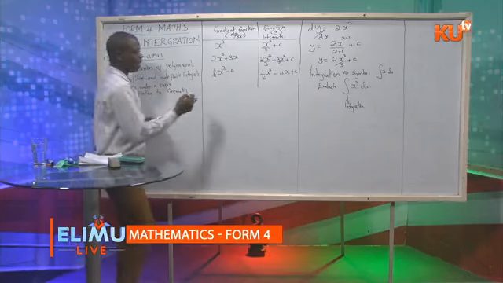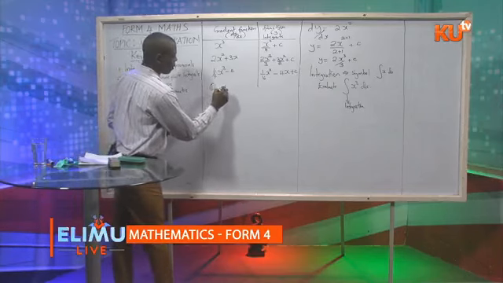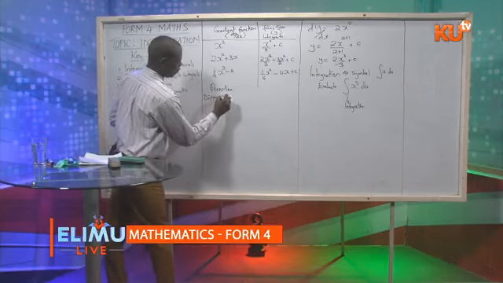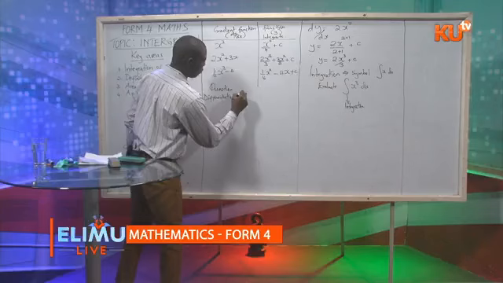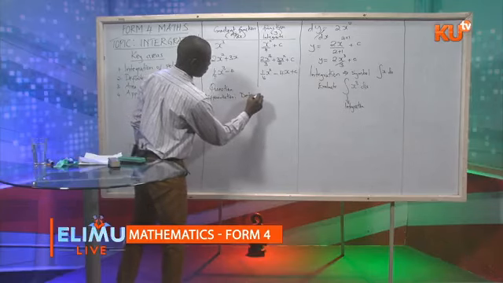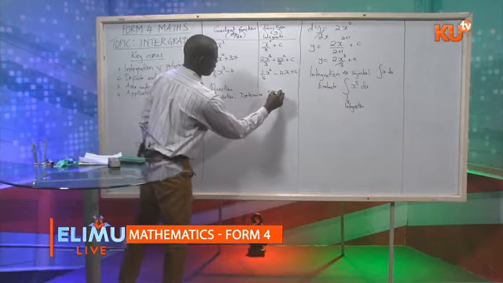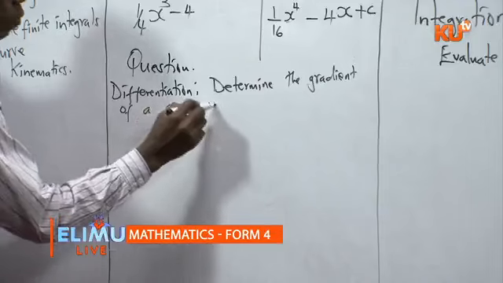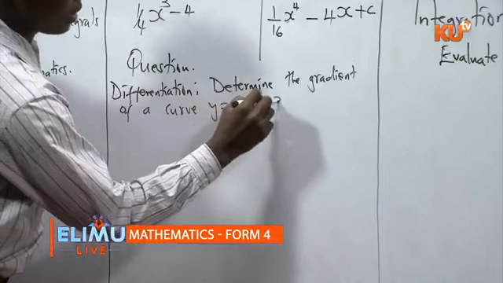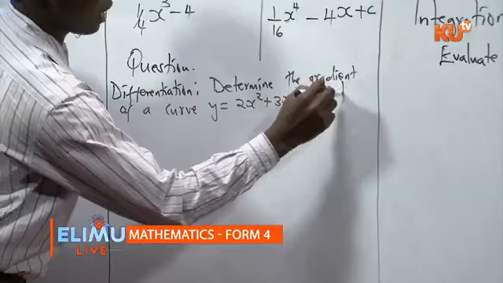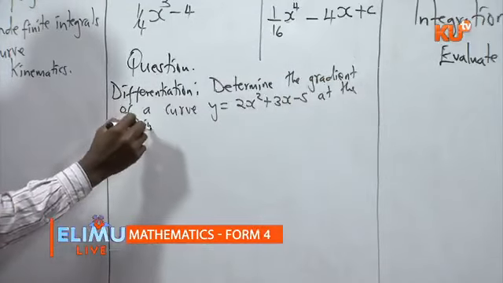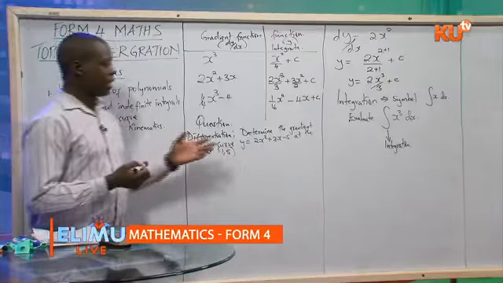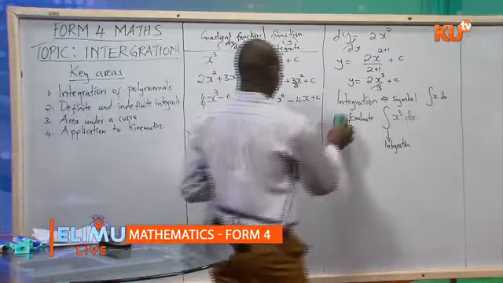So you are given a question. That is in differentiation. In differentiation, you are told to determine the gradient of a curve y equals 2x squared plus 3x minus 5 at the point 1, 5. In differentiation, this is the case. We are looking at the gradient of the curve.